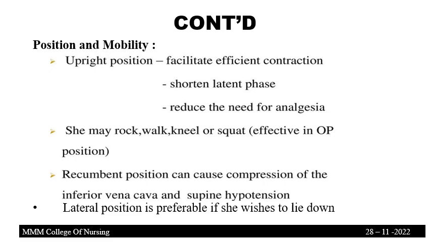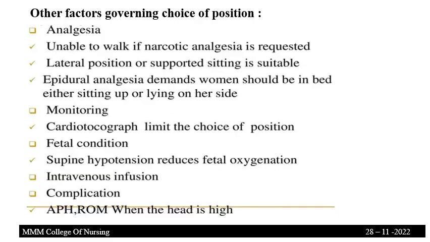Position and mobility: upright position. This upright position always facilitates efficient contraction, and it will shorten the latent phase and reduce the need for analgesia. So we always encourage the mother to have an upright position during the first stage of labor, only during the first stage but not in the second stage. During the first stage she may rock, walk, kneel or squat in order to progress the dilatation and the effacement. The recumbent position can cause compression of the inferior vena cava and supine hypotension. So lateral position is preferable if she wishes to lie.